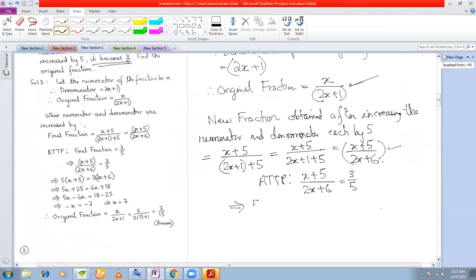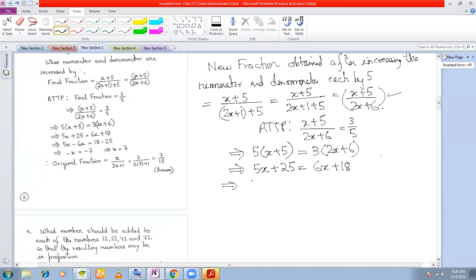First cross multiply. You get 5 into (x plus 5). See, I'm using brackets when I am multiplying with x plus 5, and also when I am multiplying 2x plus 6 with 3, I am also using brackets. Right? So whenever you cross multiply, be careful of the brackets. Ensure to use the brackets. Now, if you multiply here, you get 5x plus 5 into 5 is 25. 3 into 2x is 6x plus 3 into 6 is 18.